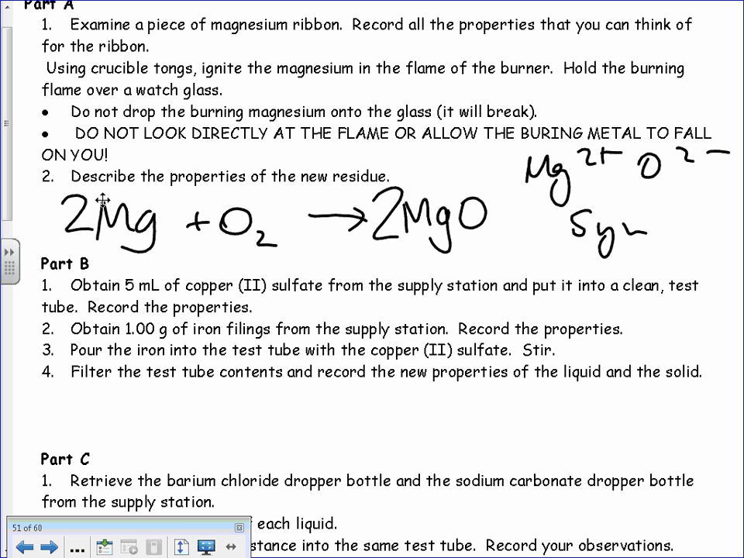Next one, we have this copper 2 sulfate. What is the formula for copper 2 sulfate? Shout it out. CuSO4. Copper 2, sulfate has a 2 charge, crisscross down to 1. You can even put a parentheses around sulfate if you want to keep it a happy family. It's a polyatomic ion. So this is going to be combined with iron filings, which is just iron solid. That's Fe. And so looking at this, what kind of reaction is it?